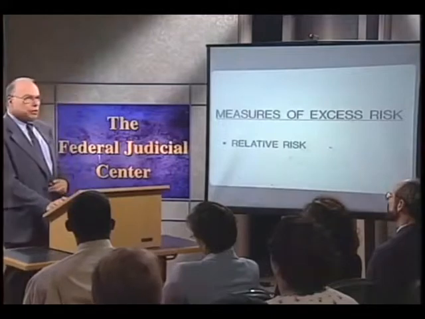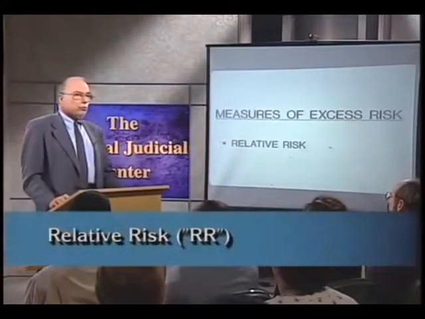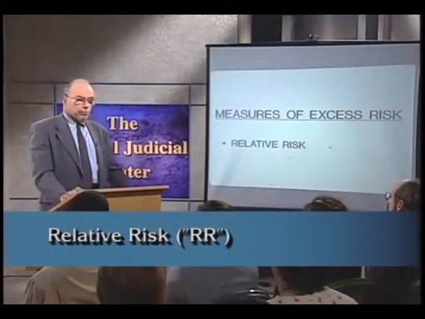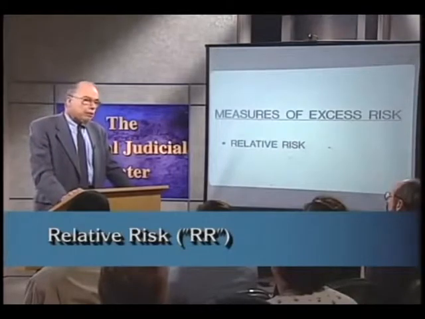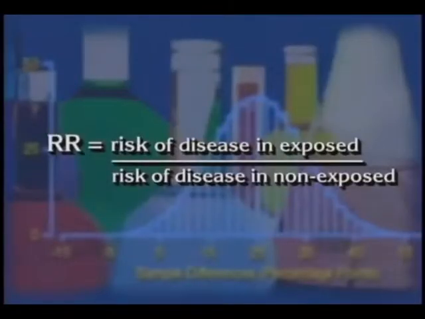The first measure of excess risk is the relative risk. Relative risk is perhaps the most commonly used measure of increased risk. What does it mean? The relative risk is the ratio of the risk of disease in exposed people divided by the risk of disease in the non-exposed people. How do we interpret that?